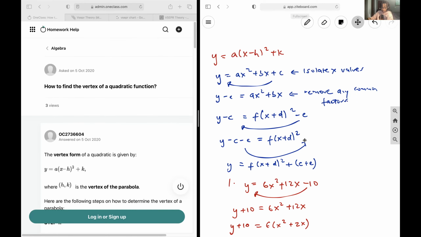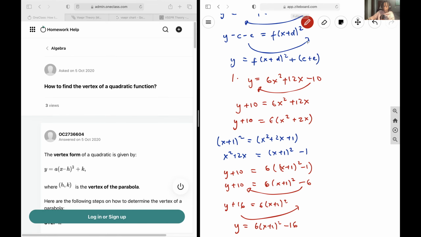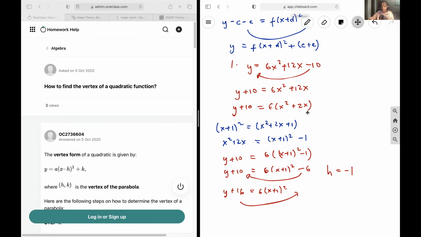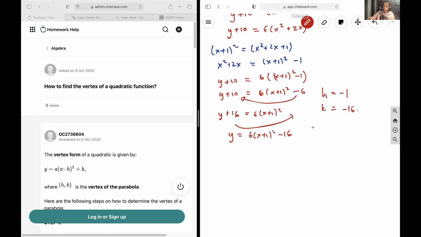Next up, just refer back to the general formula. We have h is equal to negative 1 in this case. And additionally, k is equal to negative 16. And so our vertex will be located at the point negative 1, negative 16.